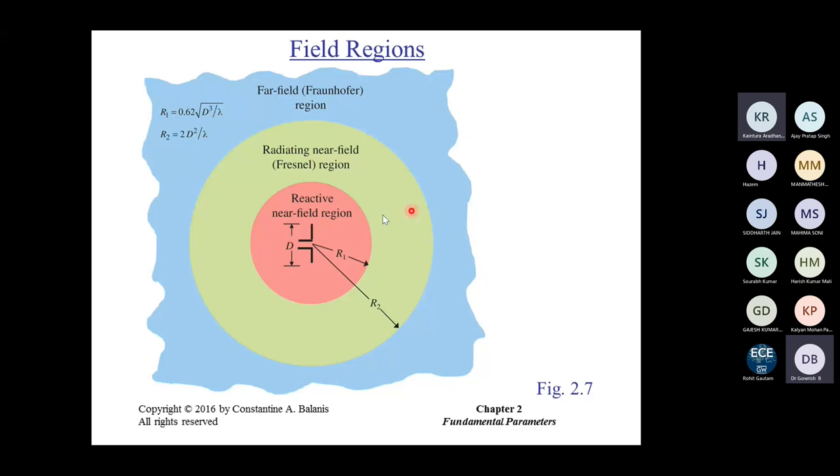The rule of thumb is the farther you are from the antenna, by this distance or beyond this distance, you are most probably in the far field region. So that's a good rule of thumb. And very often we are interested in the far field region, except in RFID applications where the reactive near field becomes a primary region of interest.